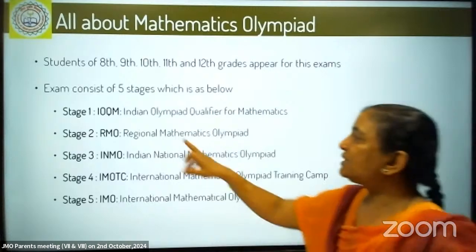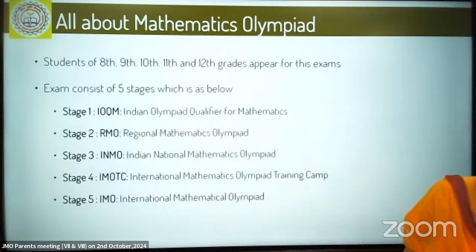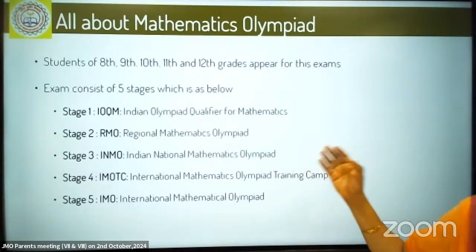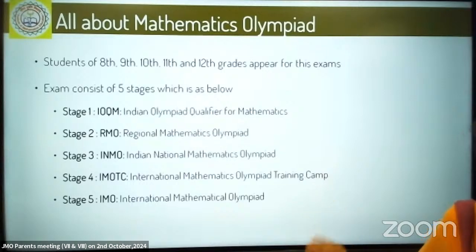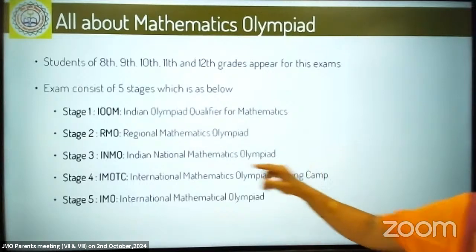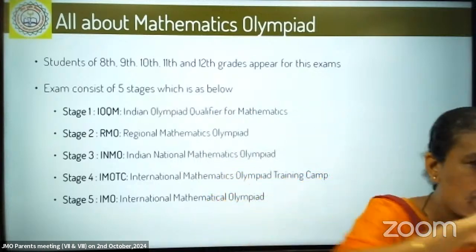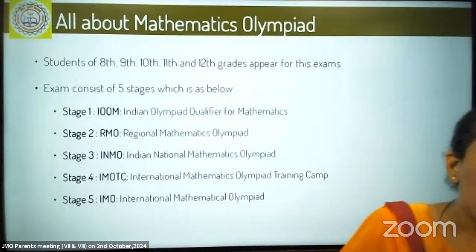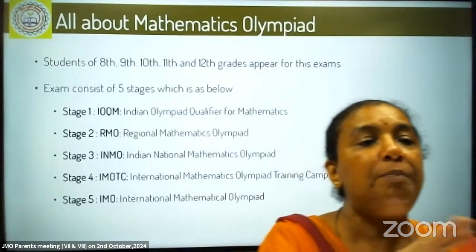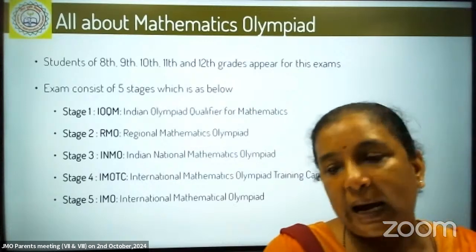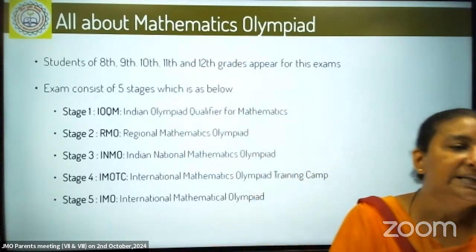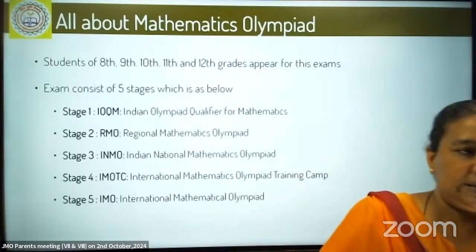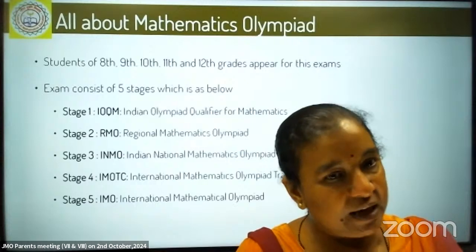Now, the first stage is IOQM, that is Indian Olympiad Qualifier for Mathematics. Similarly, there are exams for physics, chemistry, and biology also. We are preparing you for this first IOQM exam. The number of students appearing for the IOQM exam is easily more than 1 lakh. But how are these exams conducted? They are conducted in 40 divisions. Approximately, there are 40 divisions in our country.